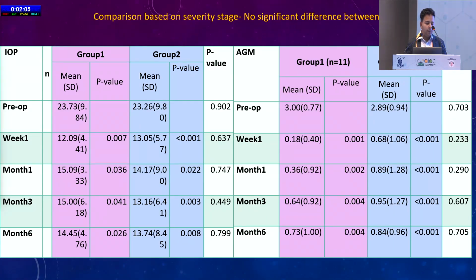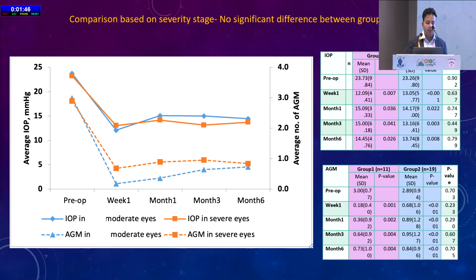If we compare the two groups, group 1, the moderate group, and group 2, the severe group, we compared the intraocular pressure and the AGM. In both groups, it was almost the same: 23.73 and 23.26 for the pre-op IOP, which reduced to 14.45 and 13.74 in the advanced group. Looking at the anti-glaucoma medication, a similar trend was seen. In the graphical representation, you can see both lines going almost the same, with not much difference.